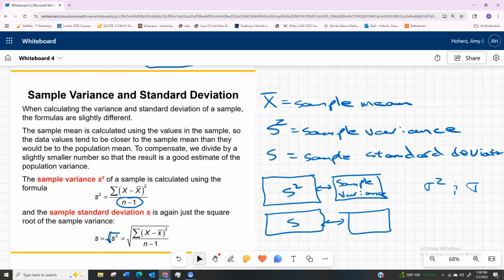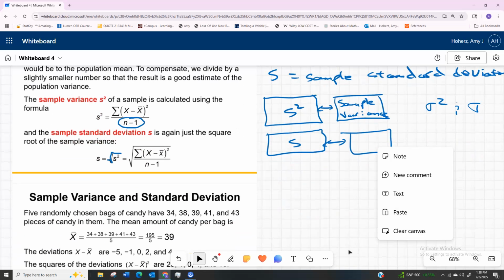The reasoning why, I'm not going to go into it too in depth, and I don't know actually the details, but I do know that it is an adjustment for the fact that you're looking at the sample instead of the whole population, and the sample isn't as good as having the whole population. So by subtracting that 1, it's an adjustment for the fact that you're using a sample instead of the population. Okay, so let's look at a really quick example of this.